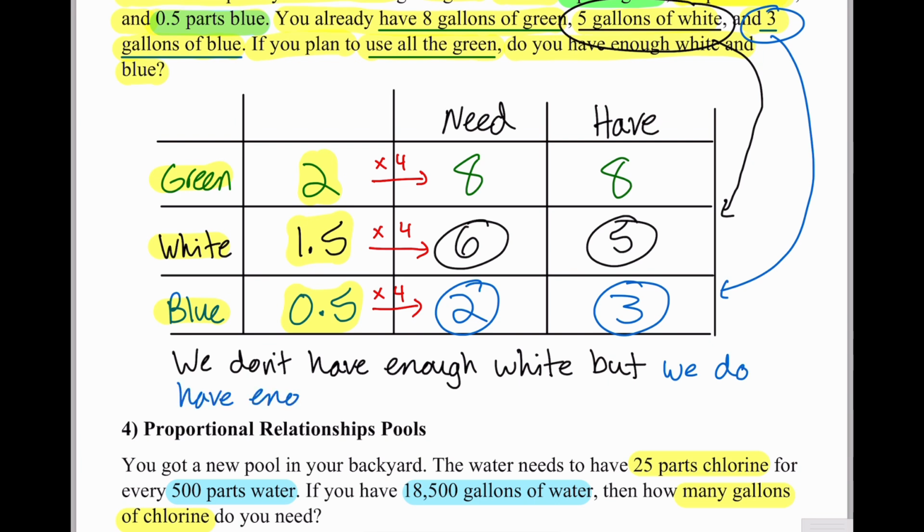Great. Again, I would love to see a complete sentence for your final answers as it is a word problem. All right, let's go to the last one.